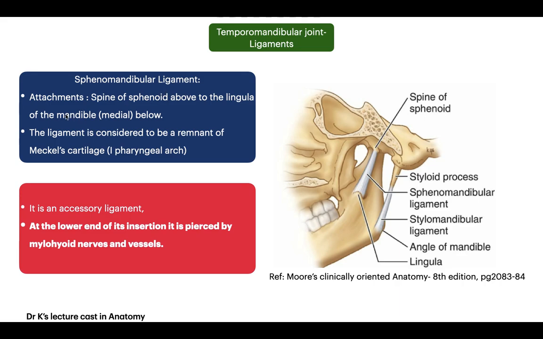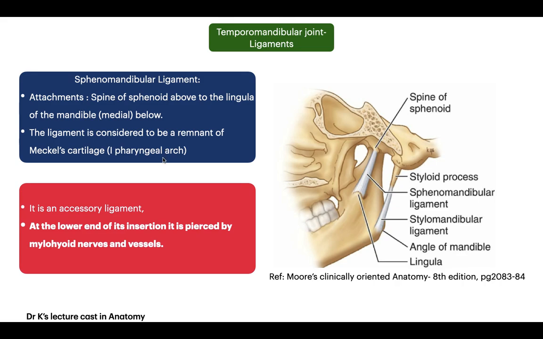Sphenomandibular ligament. We can easily say the origin and insertion. Origin will be from the sphenoid, to be specific from the spine of the sphenoid above, to the lingula of the mandible below. This is the medial aspect of the mandible, the inner aspect. So you can see the spine of the sphenoid here to the lingula. You know why it is called lingula? Because it is tongue shaped. So lingula. Sphenomandibular ligament. From where does this ligament arise?